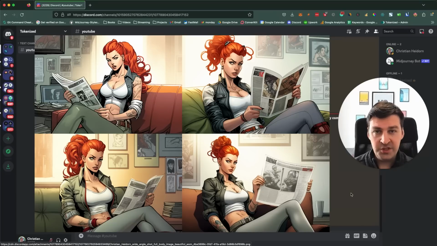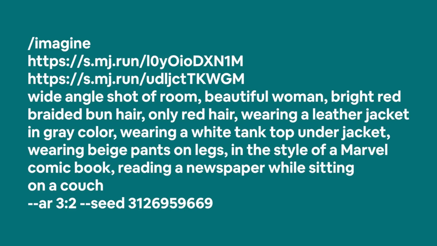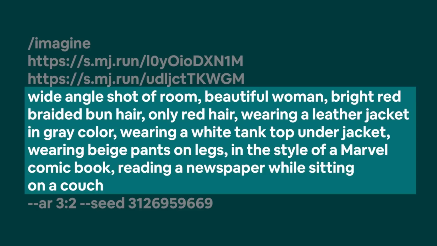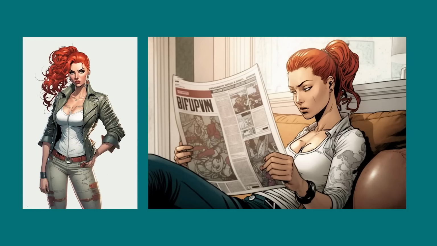Remember this set of images from part 3? Here's what the prompt looked like. Imagine, and then started off with 2 image prompts, followed by wide angle shot of room, beautiful woman, bright red braided bun hair, basically our Carla concept, and then followed by reading a newspaper while sitting on a couch. So remember, those 2 image prompts represent 50%, and the entire text prompt another 50%.